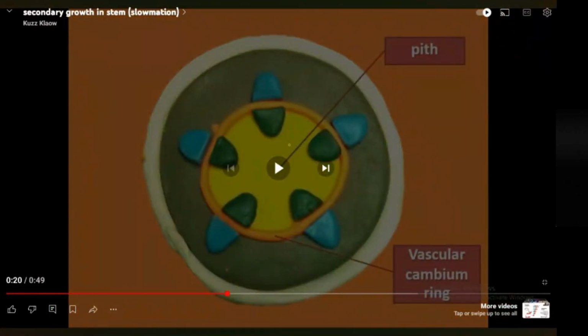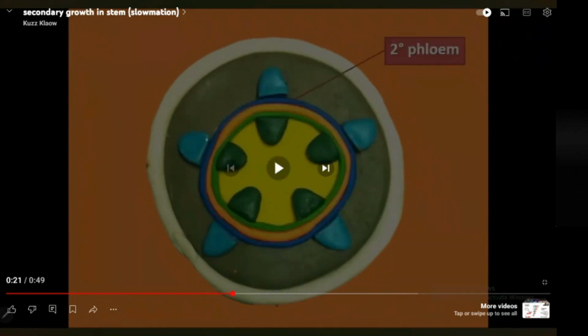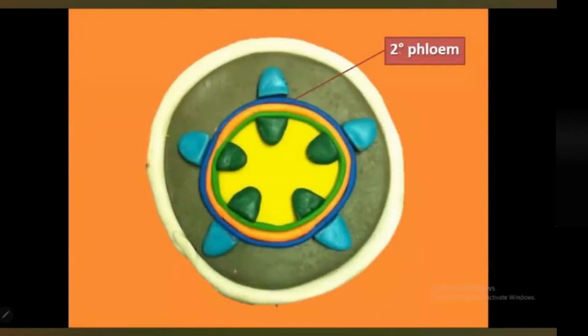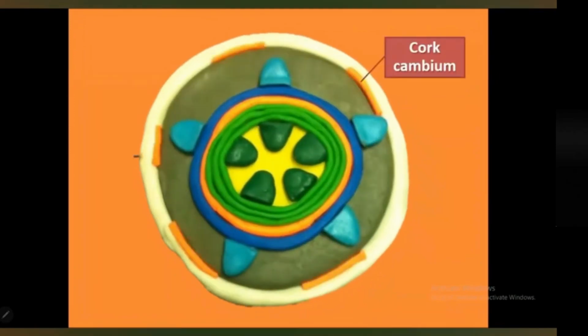Look at the primary xylem here. Primary phloem here. See, they form another layer here. This layer is the secondary phloem and the secondary xylem. Look, the layer here, that is the secondary xylem. The layer here, that is the secondary phloem. And then it continues growing. Look, see, right? More layers, more layers.